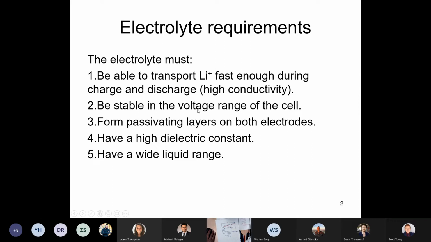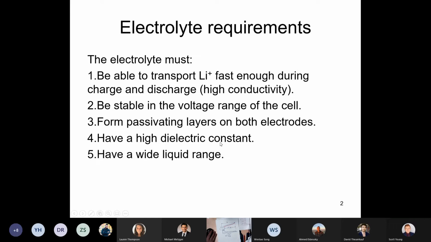Now, what does that mean? It means kinetically stable in the voltage range of the cell. The electrolyte will react on the surface of the charged electrode materials, the positive and the negative, but it has to form a passivating layer on both electrodes that still allows lithium ions to transport through the passivating layer.